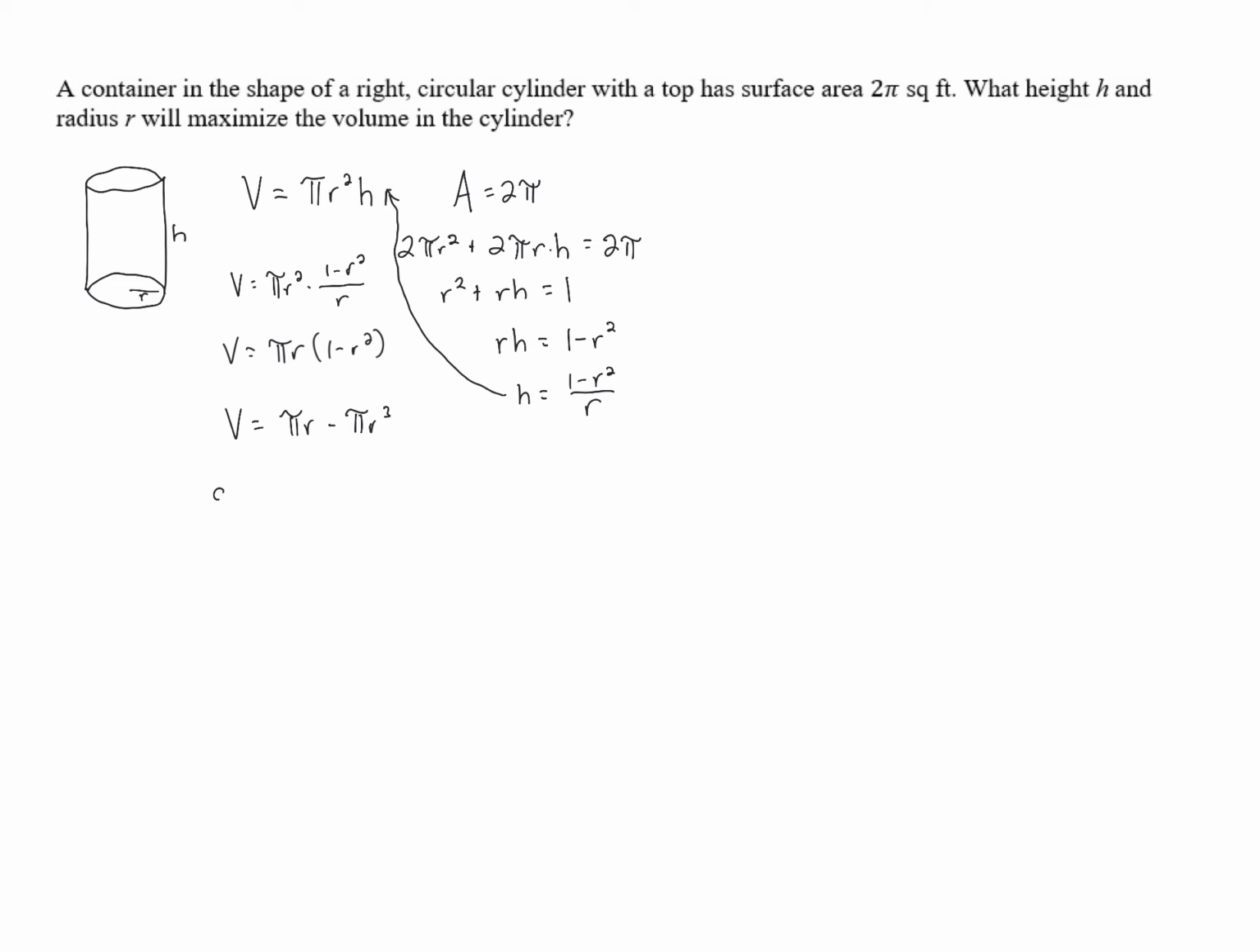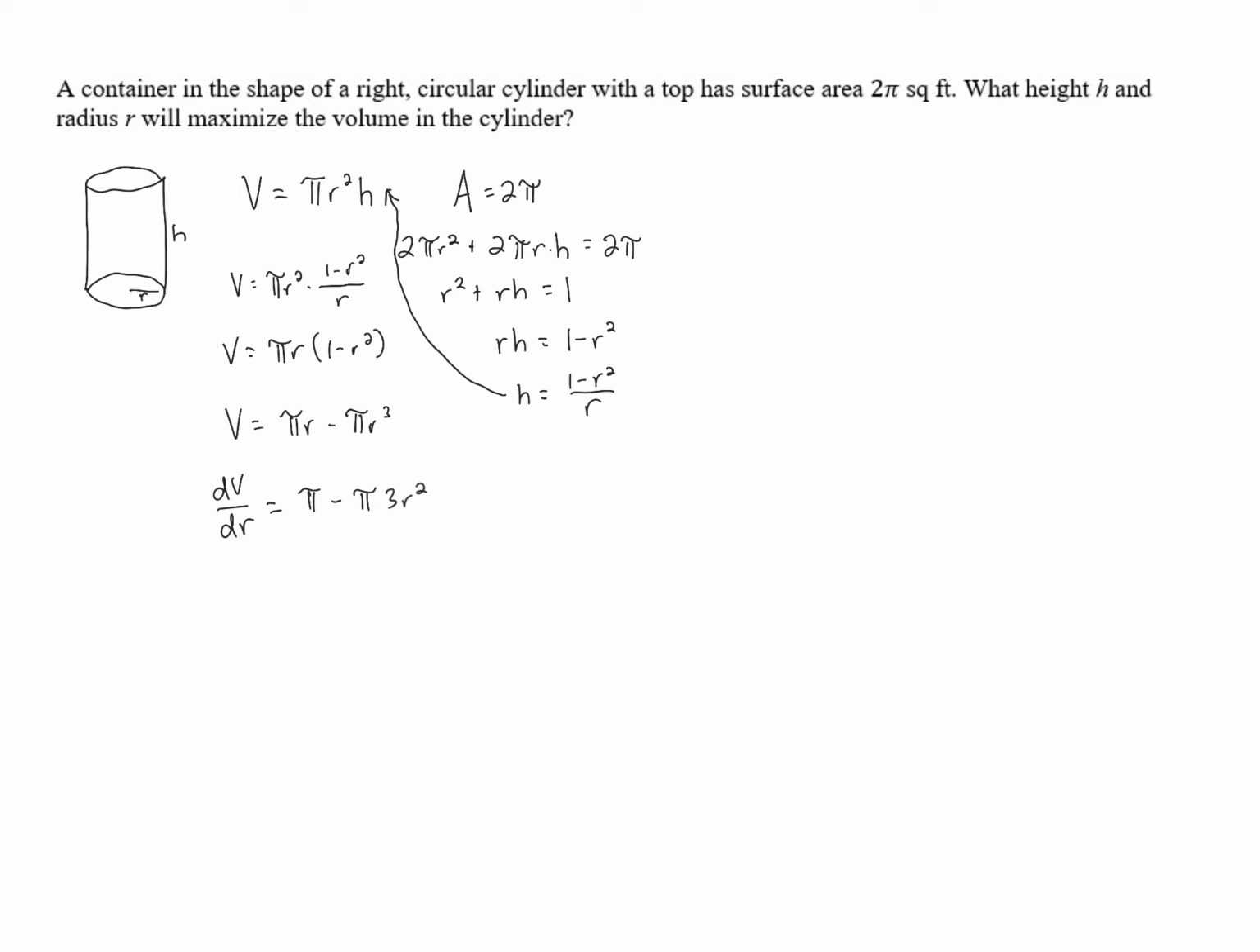We can take the derivative of that, and that is going to help us figure out our critical numbers and hopefully find the values that give us a maximum volume. So the derivative of pi r is just pi, and then minus pi times the derivative of r cubed, which is 3r squared.